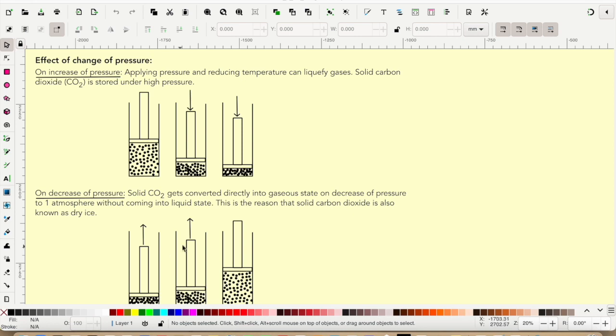If you pull the piston up, pressure on the solid will decrease and the state of solid can be changed to liquid and then to gas. That is, solid carbon dioxide can be changed back to carbon dioxide gas.